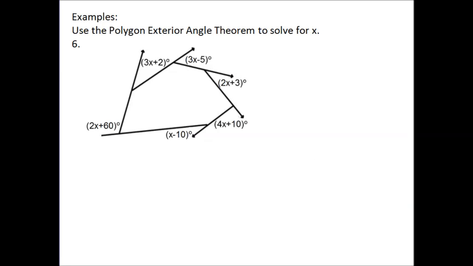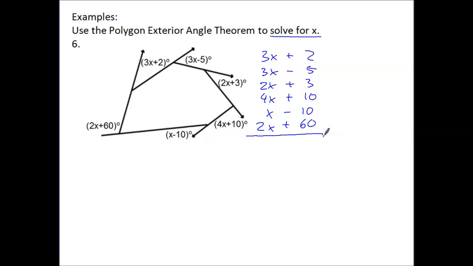We can use this exterior angle theorem, of course, to find things like solving for x. We have all our exterior angles here given as expressions with x, and you know this from when we worked with triangles. So let's just do the same thing that we always have. We add all these exterior angles together, combining like terms only. We got 3x plus 2, 3x minus 5, 2x plus 3, 4x plus 10, x minus 10, and 2x plus 60. Now let's add these all together.